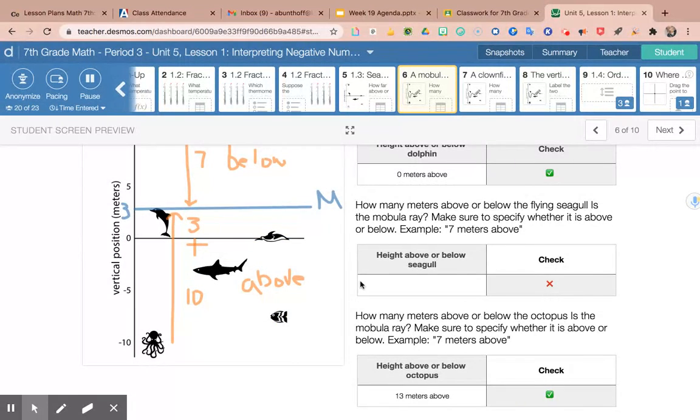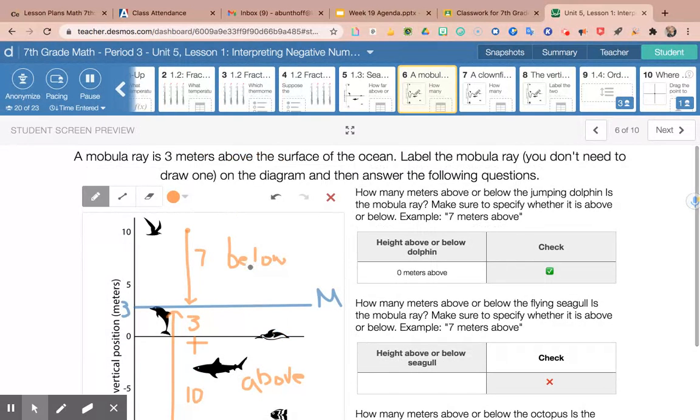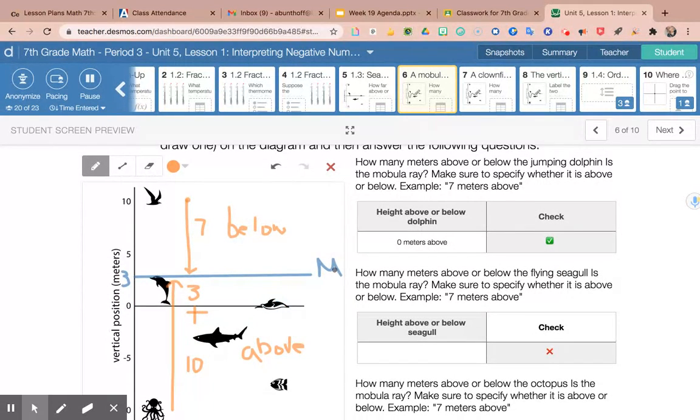All right, so feel free to pause that one. I'm not going to answer this one, but you can see from my picture. And then again, at least make sure you label where the ray is to get credit for this problem.